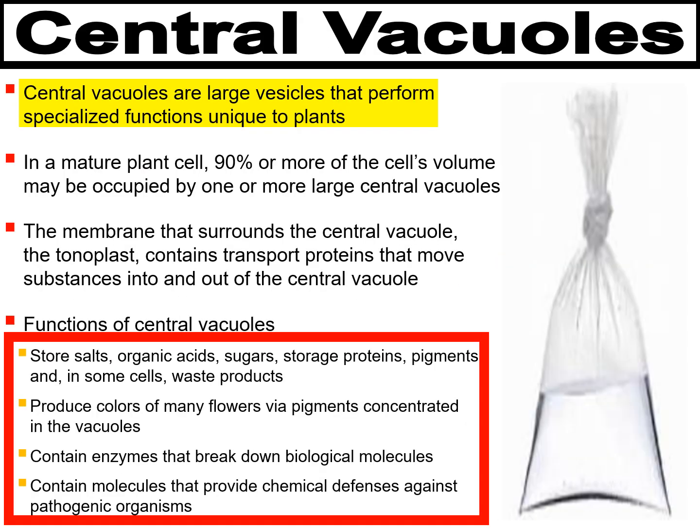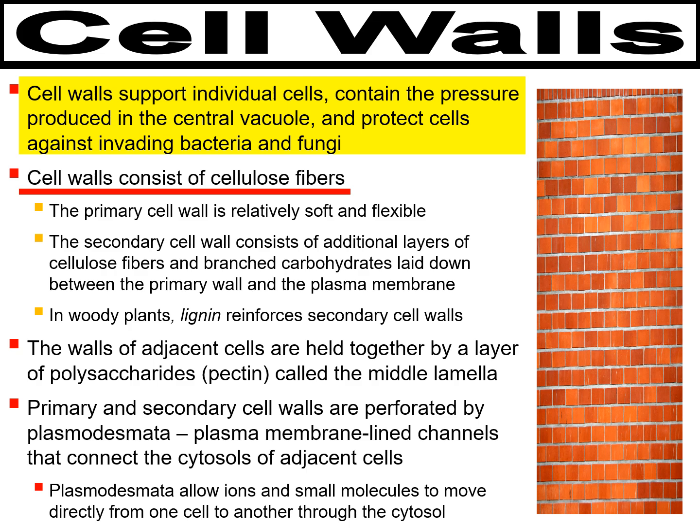The central vacuole is an intracellular inclusion, surrounded by a plasma membrane, that serves as a storage organelle. The cell wall is the outer covering of plant cells, that provides support and protection for the cell. The cell wall of plants is mostly composed of cellulose.